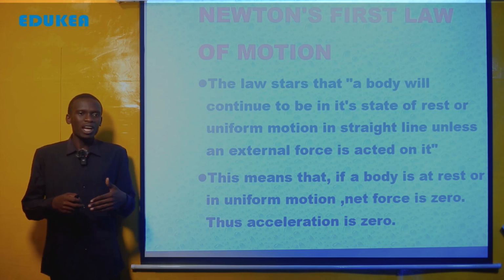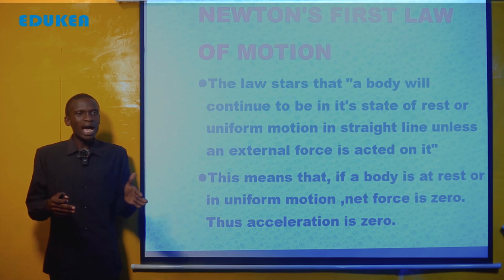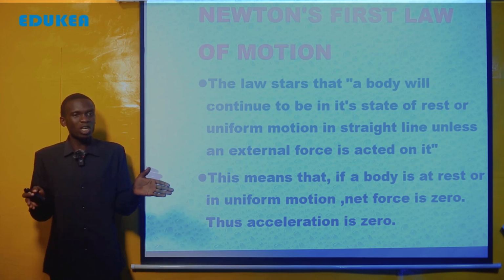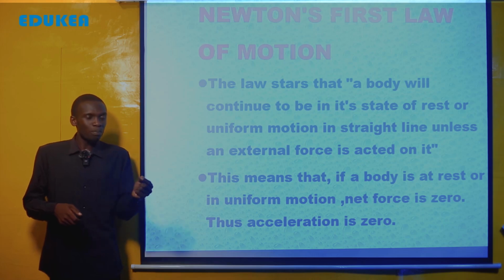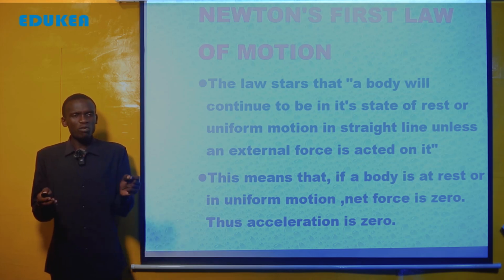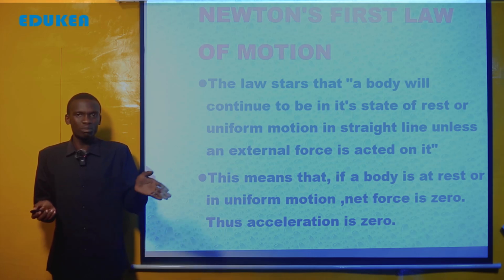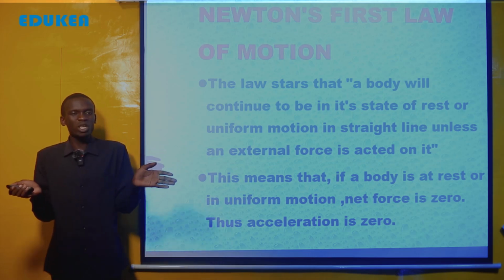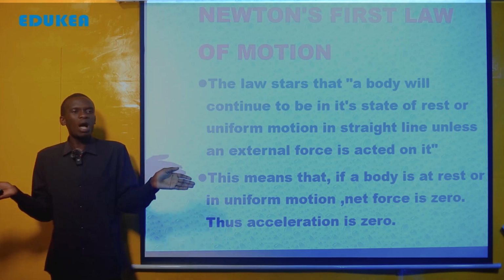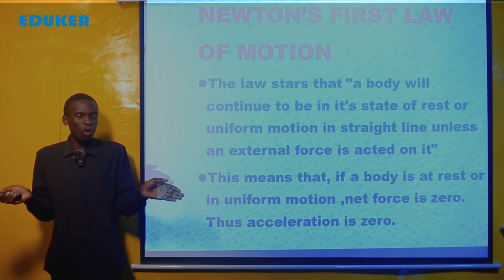Kwa hiyo ikitokea kwamba summation za zile forces zote inakuwa ni zero, it means kuna force mbili, zina act kwenye opposite direction. Ikatokea una force applied na friction force. Friction force huwa ina act against the motion. Ile force apply inafanya kitu kimove na friction force zina act kwenye different direction. Ikatokea zipo sawa, maana yake zina cancel each other. Kwa hiyo net force inakuwa ni zero.